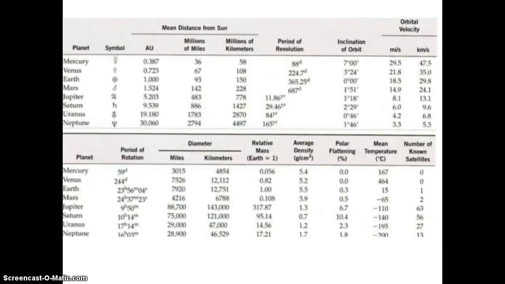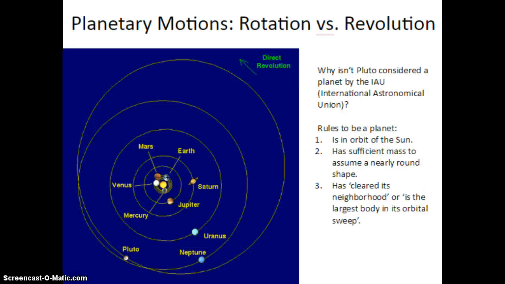So here's a data table that we'll be looking at pretty frequently in class in this unit. And we'll talk rotation versus revolution, right? A rotation implies it's moving around an internal axis. A revolution implies it's moving around something externally. So rotation leads to day and night on Earth. The revolution leads to the calendar year.